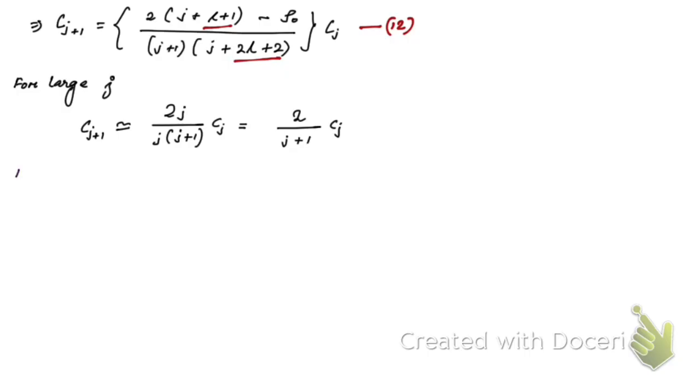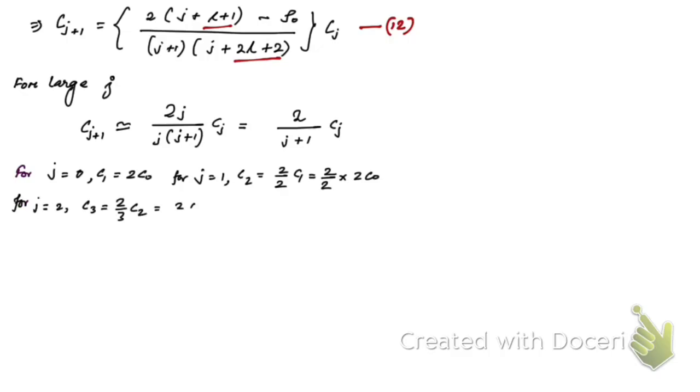Now for j equal to 0, we get C1 equal to 2C0 if you put j equal to 0 in this equation. Then if we put j equal to 1, C2 will be 2 by 2 into C1, and as we already got C1 as 2C0, if we replace C1 by 2C0, we get this kind of result. Similarly, we can put j equal to 2, j equal to 3, and we end up getting these results, as you can see here.